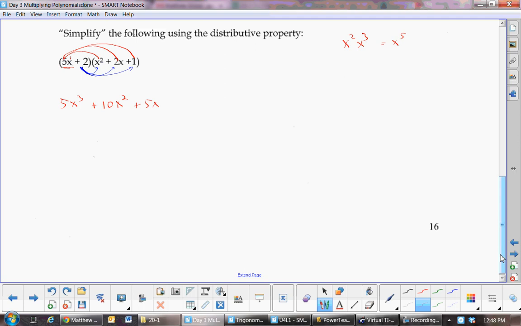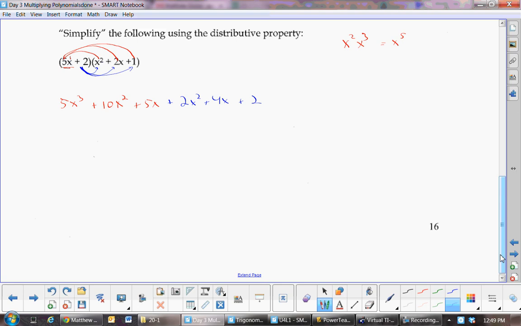Okay, now let's do the blue, the bottom. 2 times x squared, 2x squared. 2 times 2x, just 4x, right? I forgot my squared on the last one. And then 2 times 1 is 2. Okay? So that was all the red multiplied together, then all the blue multiplied together.